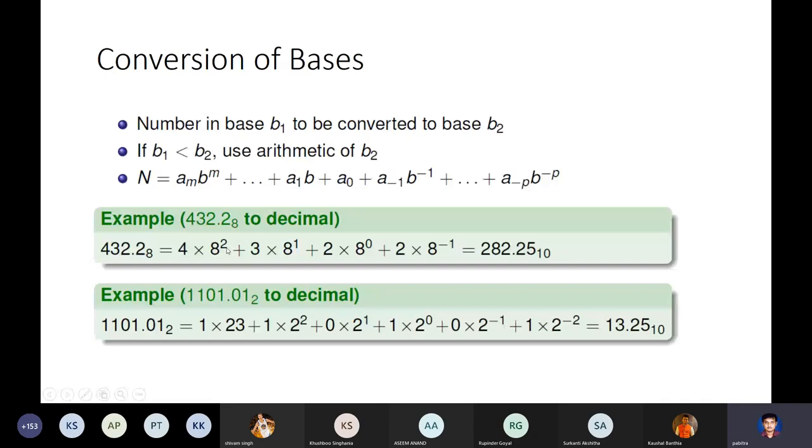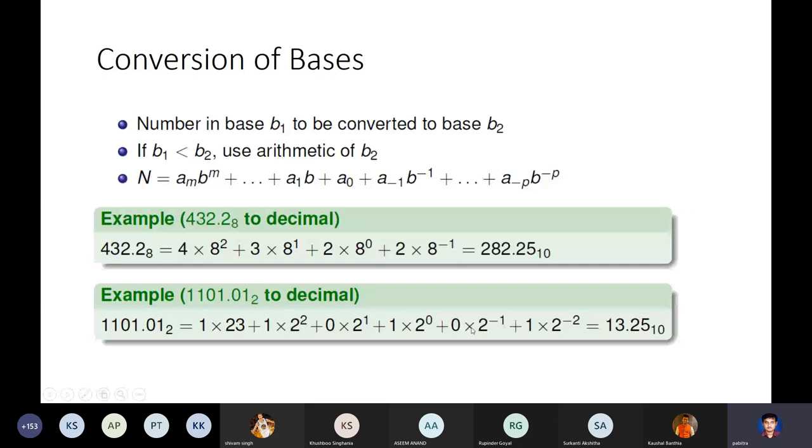So this will be 2 cube, sorry for the typo. So this is 2 cube plus 1 into 2 square, 0 into 2 to the power 1, 1 into 2 to the power 0, plus 1 into 2 to the power minus 1, plus 1 into 2 to the power minus 2. So you see these weights, they are now decimal weights. We are treating them as decimal values, and these digits also we are treating as decimal values. So you just do decimal arithmetic. If B1 is less than B2, you just use the arithmetic of B2.